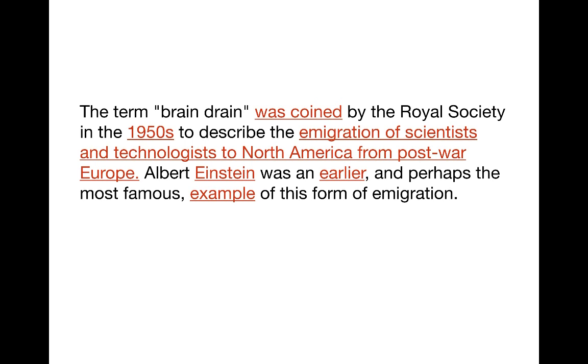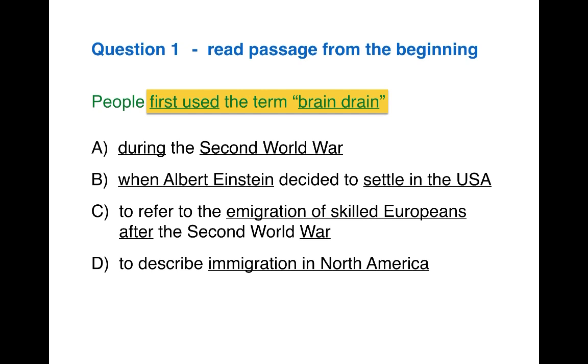Anyway, looking at those keywords, let's go back to the question and the choices. So, we found people first used the term brain drain. The phrase was coined, or the term was coined, invented. And then looking at the choices, A, during the Second World War, well, it said 1950s post-war. Post-war means after the war, so A is wrong. B, when Albert Einstein decided to settle in the USA, well, it said Einstein was an earlier example of the brain drain before the term was used, so that's wrong.